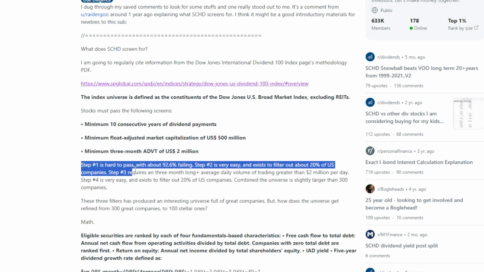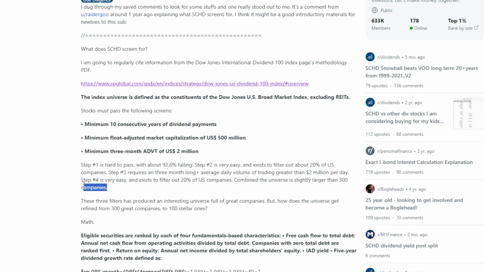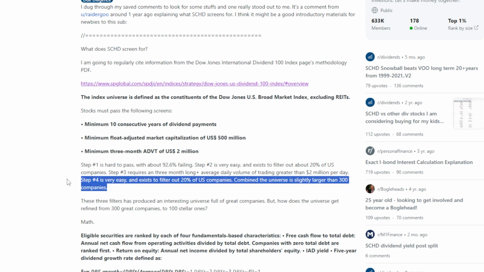Now, this writer said number 1 is already hard to pass with around 93% already failing. Step 2 is very easy and exists to filter out around 20% of US companies. Now, step 3 requires a 3-month plus average daily volume of trading greater than 2 million per day. Step 4 is easy and exists to filter out 20% of US companies combined. The universe is slightly larger than 300 companies.